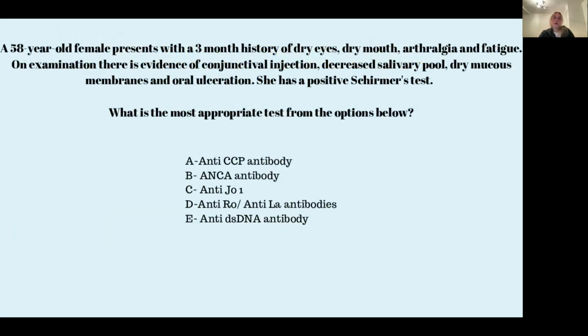So finally, we've got a 58-year-old lady now. She presents with a 3-month history of dry eyes, dry mouth. She's got some joint pain and she's quite tired. On examination, you can see that she's got conjunctival injection. She's got a decreased salivary pool. I don't actually know how you'd see that on examination, but you could notice that she's got dry mucous membranes and she's got lots of mouth ulcers. She also has a positive Schirmer's test. So what would be the most appropriate antibody to test for from the options below? If you guys put it in the chat.